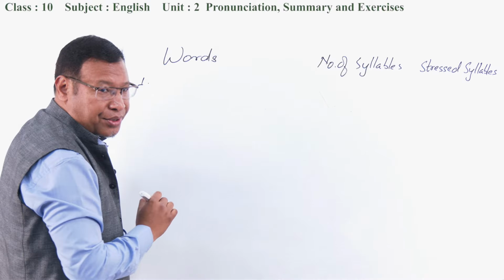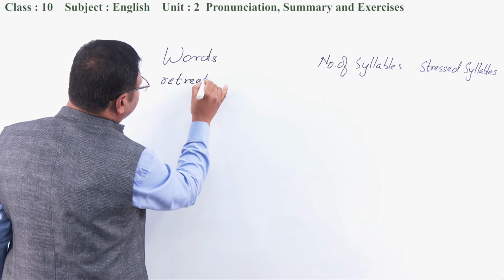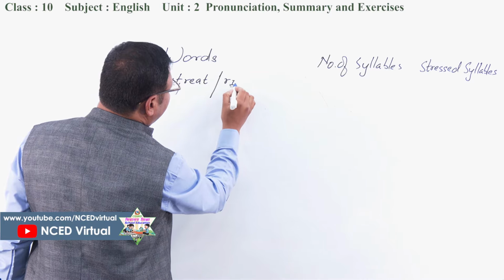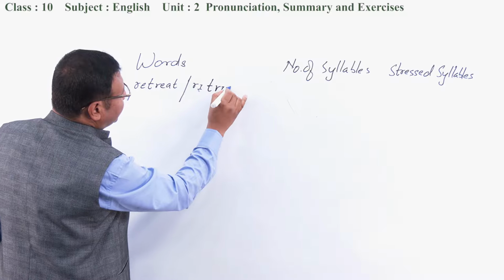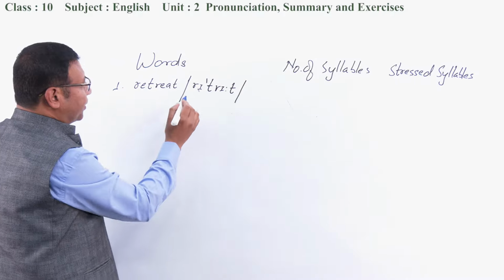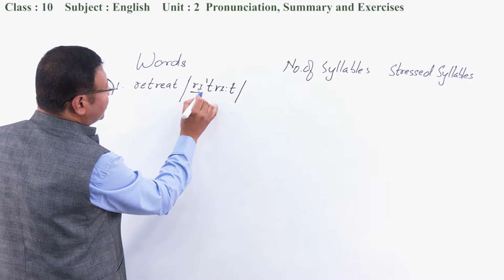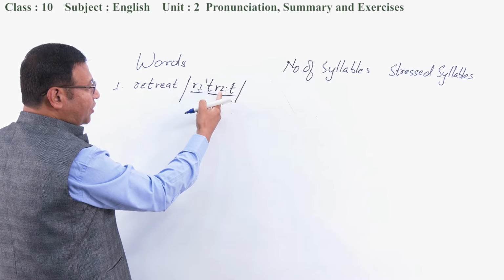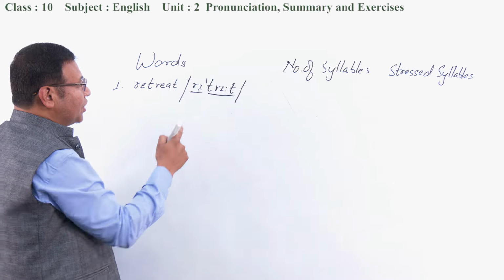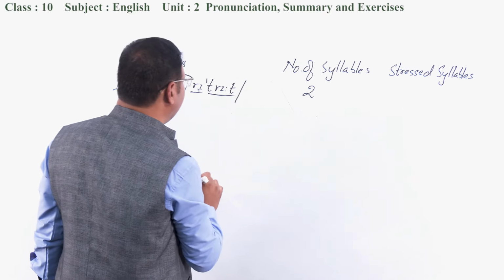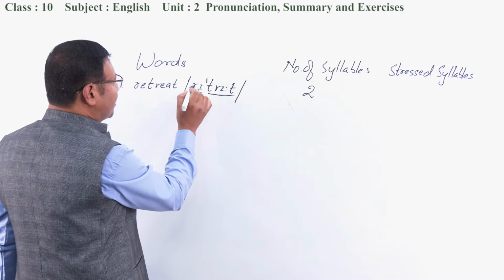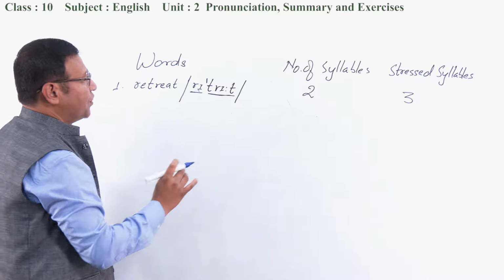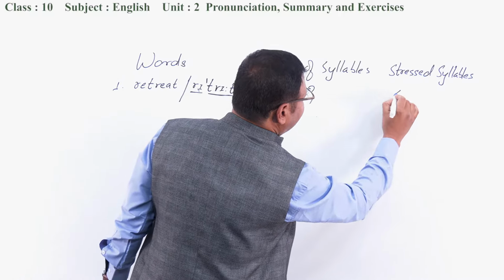So the first word you have is retreat, R-E-T-R-E-A-T. This is how we write it phonemically. We have one consonant sound and one vowel sound, one syllable. Then treat, we speak together and it has one vowel sound. For one syllable, you should have at least one vowel sound. So retreat has two syllables, and it is stressed on the second syllable. We'll talk about this later on.